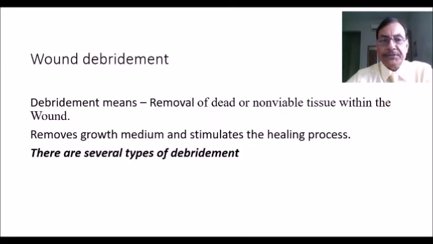Wound debridement is done. Debridement means removal of the dead or non-viable tissue from the wound. Why is it done? Because it removes the growth medium. Dead tissues are the best medium for bacteria to grow, and when the dead tissues are removed, it stimulates the healing process.